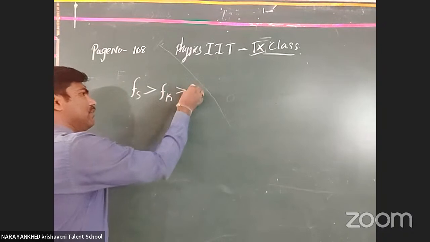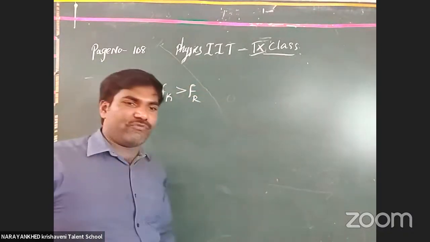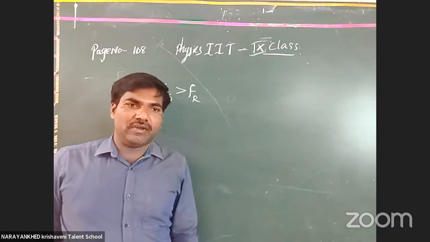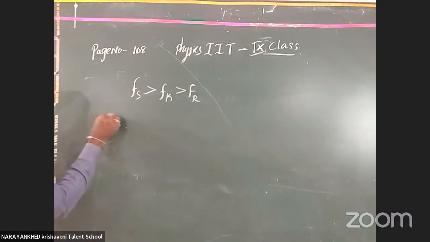Then it becomes what is actually rolling friction. Which one contains the greatest friction force? Static contains the greatest friction force. Automatically, you know the formulas of this one also. What are the formulas for us?